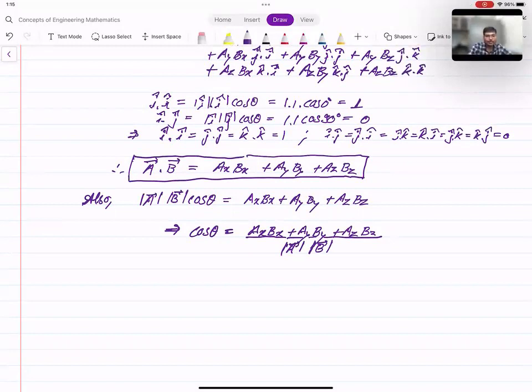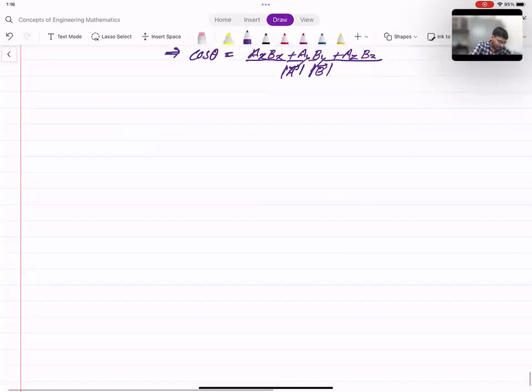Okay. So now let us see the geometrical interpretation of this scalar product.